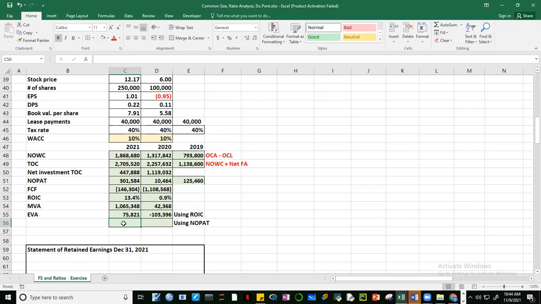Now for NOPAT: how do we compute for the EVA using NOPAT? Anyone, guys? It's your profit generated minus what? Minus the TOC. How much capital was provided to the company at the beginning? And then this is not free, it has a cost. Okay, so you should be getting the same answer, guys, using both NOPAT and ROIC.